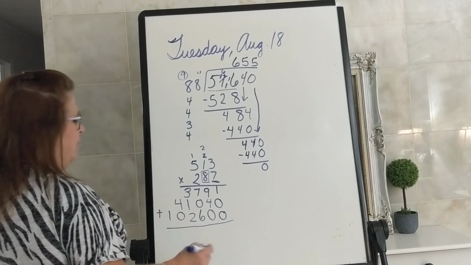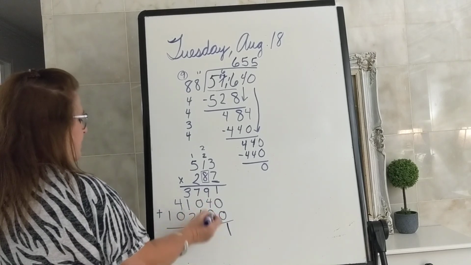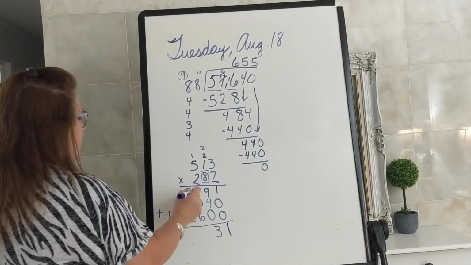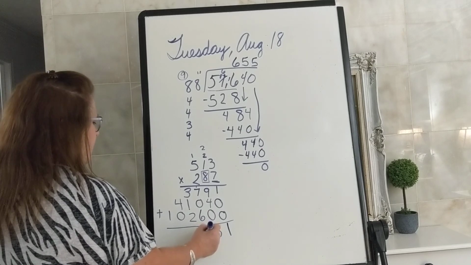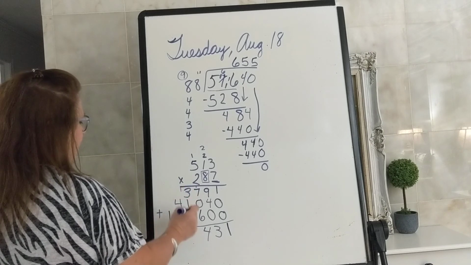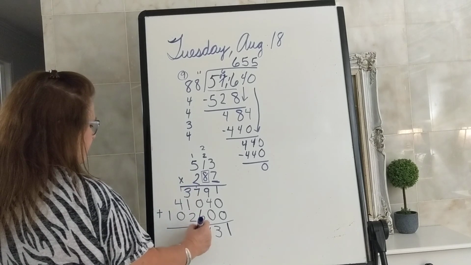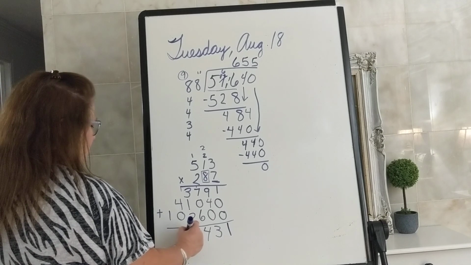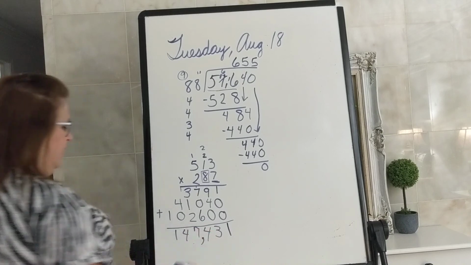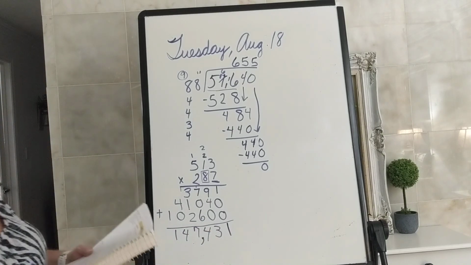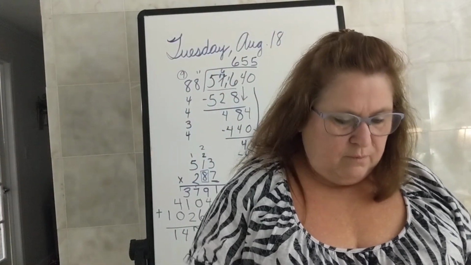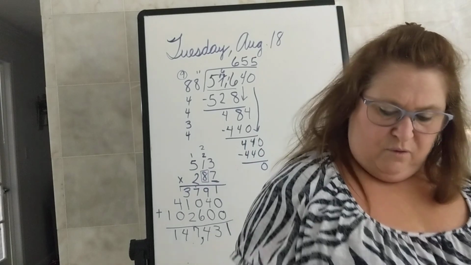We're going to add up our partial products. The ones place equals 1. The tens place equals 13. Put 3 down, carry your 1. The hundreds place is 7 plus 1 is 8 plus 6 is 14. Put 4 down, carry your 1. The thousands place is 3, 4, 5, 6, 7 is 7. The 10,000s place equals 4. And the 100,000s place equals 1. 1, 2, 3, comma. Our product is 147,431.